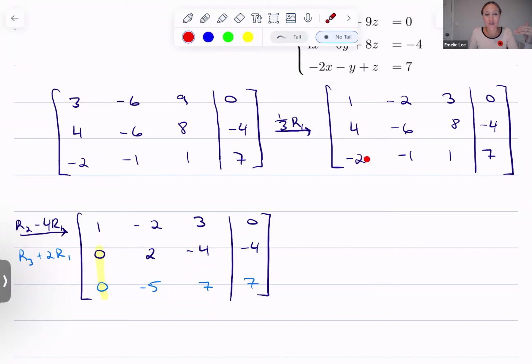I want to turn these into zeros. That's my goal. And so what I'm going to do, I turn this into a 1, and to eliminate this 4, to turn this into a 0, I would need to subtract 4 times row 1 from row 2. So how we wrote that was R2 minus 4 times R1.